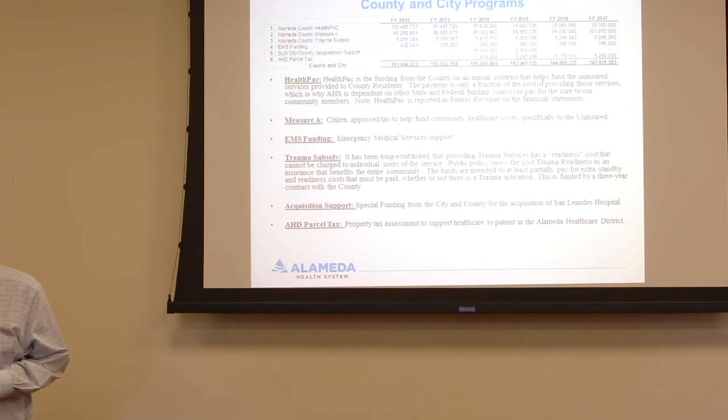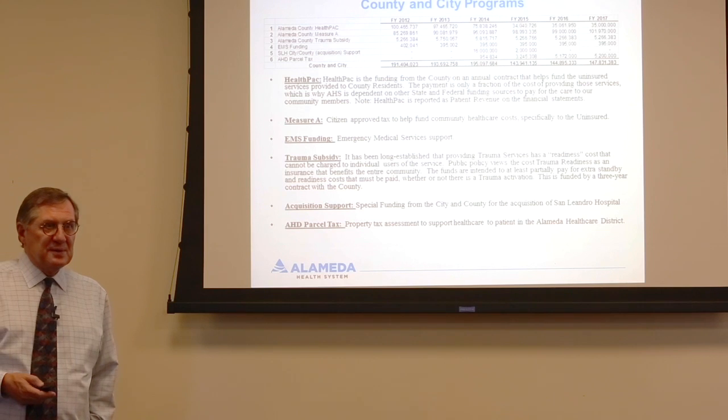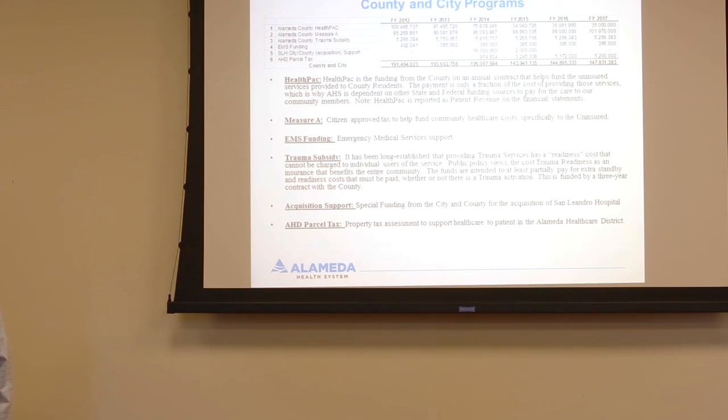Okay, so here are the county and city programs. First thing is we mentioned Health Pack. Now that used to be $100 million, and now it's way down. It's going to be $36 million next year. I didn't update the slide. Why do you think that came down? I'll give you a clue: that money was to pay us to take care of the uninsured. So what happened right here? Affordable Care Act. Uninsured had health insurance. They qualified for Medi-Cal. So the county said, well, wait a minute, you're going to be getting these funds from the state for Medi-Cal, so we're going to reduce the payment to you, which is what happened.